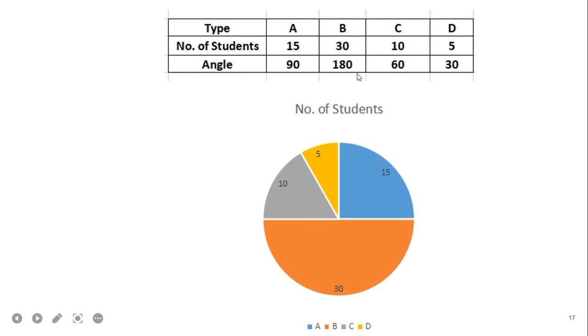In the same example, A, B, C, D students are given, and this is nothing but the number of students, and we can easily calculate the pie chart angle for this problem.